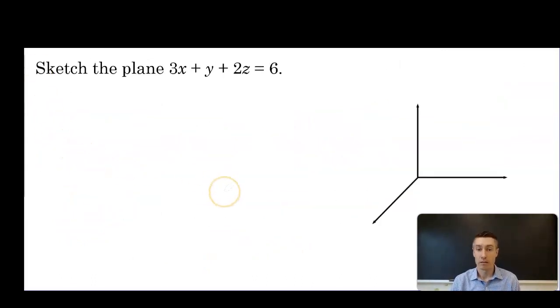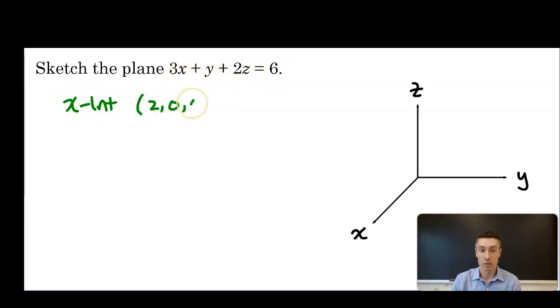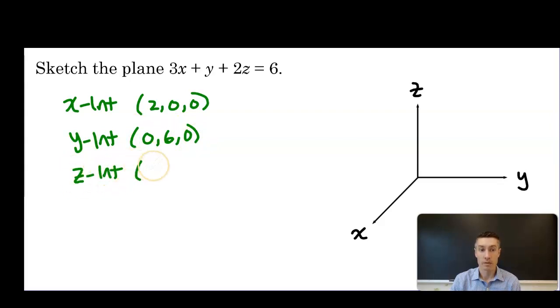Now we can sketch a plane, and typically when we sketch a plane, we look to draw the portion that's in the first octant. We don't really worry ourselves about trying to represent the whole plane, since it is infinite and it would be challenging to do. So if we find our intercepts, our x-intercept, where y and z would be 0, would be 2, 0, 0. Our y-intercept would be 0, 6, 0. Our z-intercept would be 0, 0, 3.